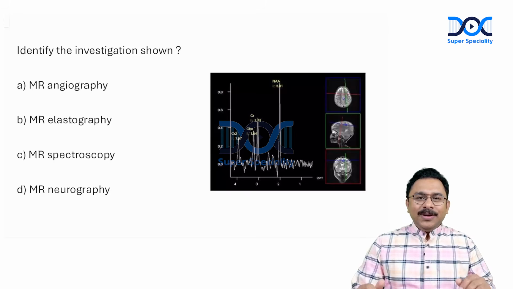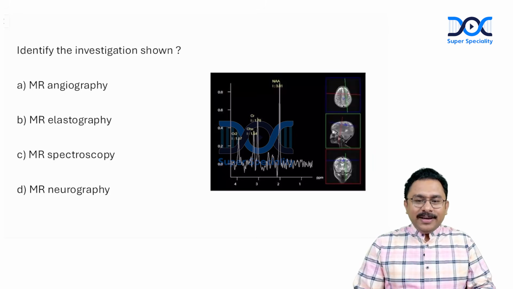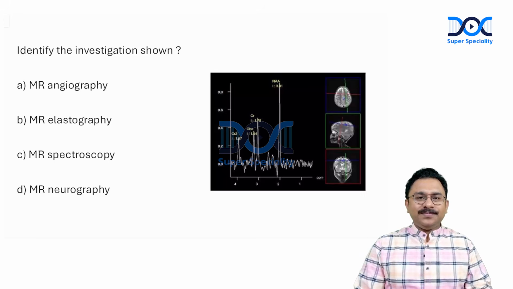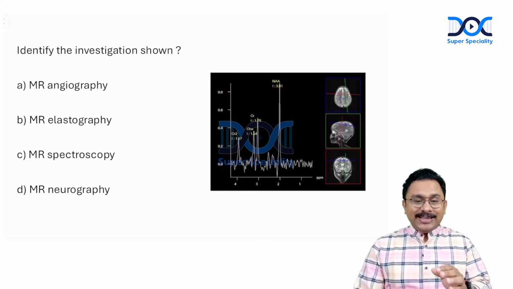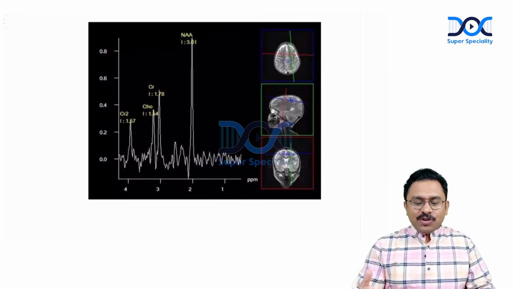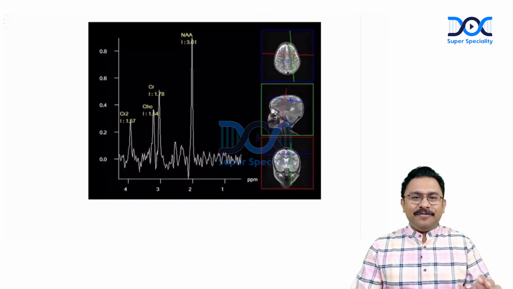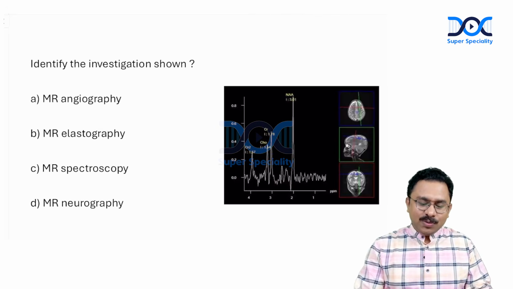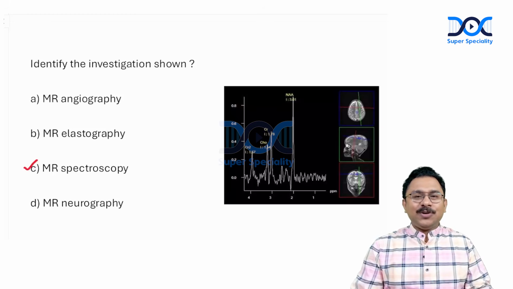Coming to the next question, identify the investigation shown. You can see this image. What are the options? MR angiography, MR elastography, MR spectroscopy, and MR neurography. So what is the image showing you? It's a graph with several peaks, and the diagnosis is simple and straightforward: MR spectroscopy.